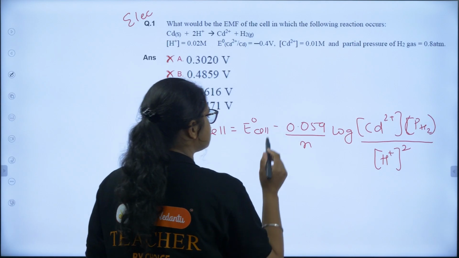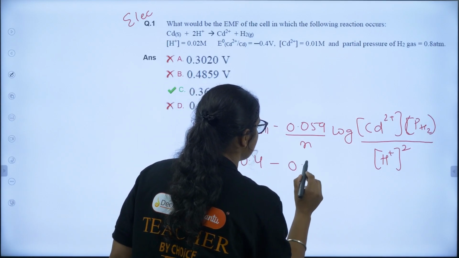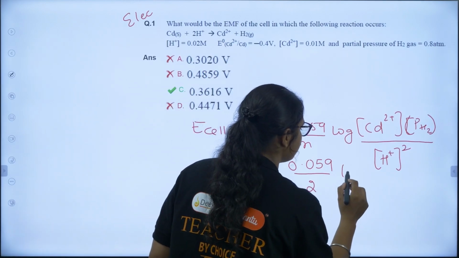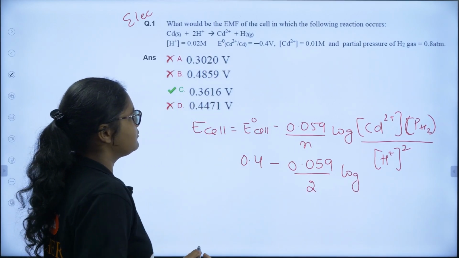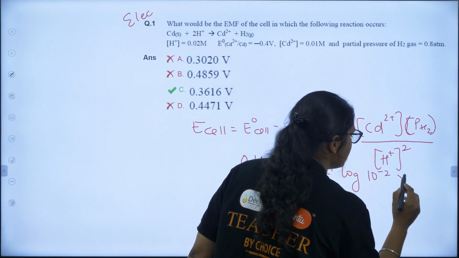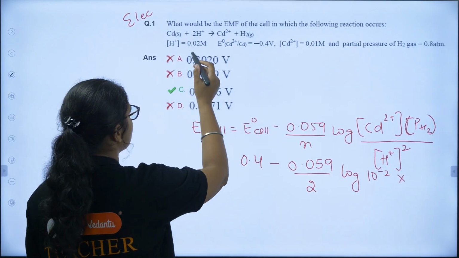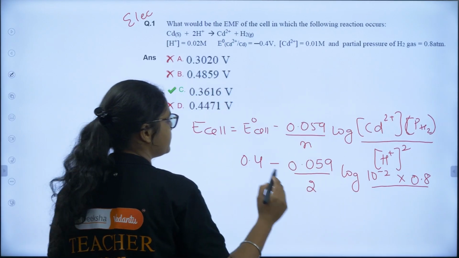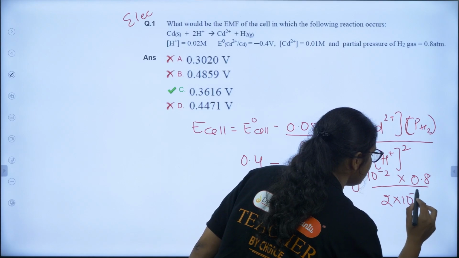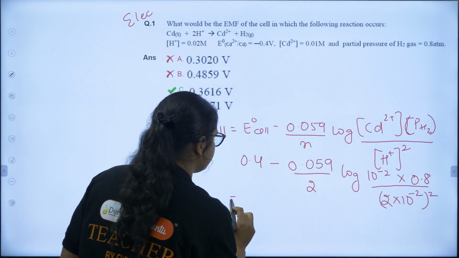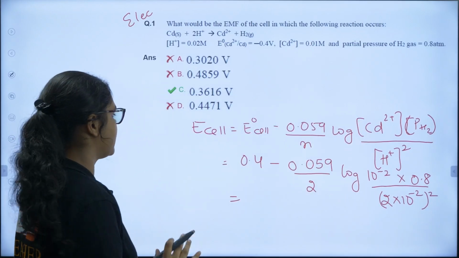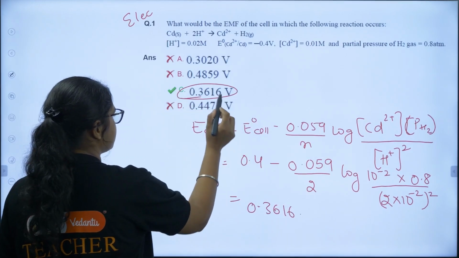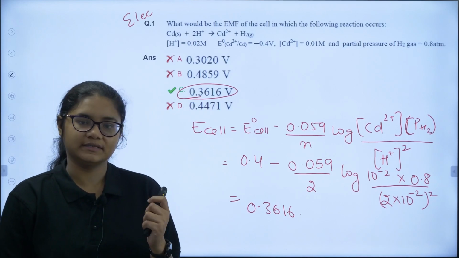So 0 minus of minus 0.4, so we will get plus 0.4 minus 0.059. The n value will be 2, as 2 electrons are used, log of the concentration of cadmium 2+, 10 to the power of minus 2, and then the pressure of H2 given here is 0.8, divided by H+ square, that is 2 into 10 to the power of minus 2, its square, right? Now if you substitute all these values and do the calculation properly, the correct answer will be around 0.3616. So the correct answer for this question was option number C, that is 0.3616.